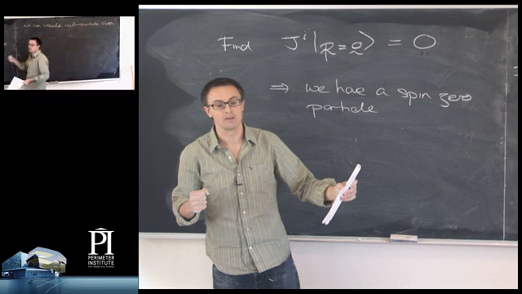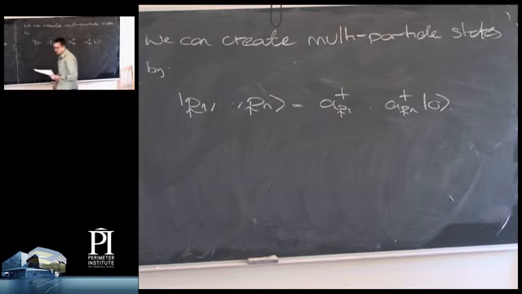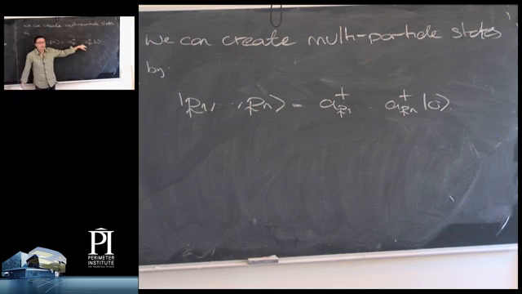So how do we create multi-particle states? Well, we just act with a lot of A daggers. An N particle state is labeled by N momenta, and it's given by acting with N creation operators on the vacuum. Every time you act with a creation operator, this is a state with another particle. The subscript on the creation operator tells you the three momentum of that particle.